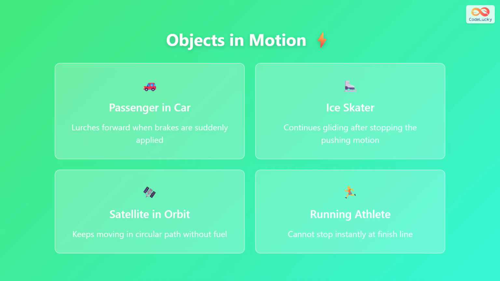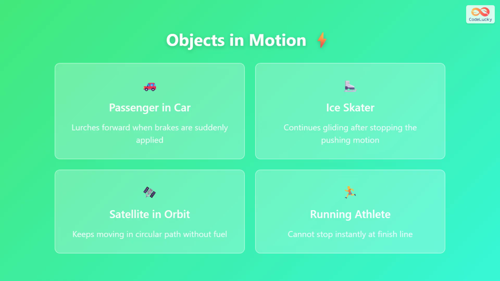Now let's examine objects in motion. When you're a passenger in a car and the driver suddenly applies the brakes, you lurch forward. This happens because your body wants to continue moving at the same speed even though the car has stopped. An ice skater continues gliding after stopping the pushing motion because their inertia keeps them moving until friction slows them down.